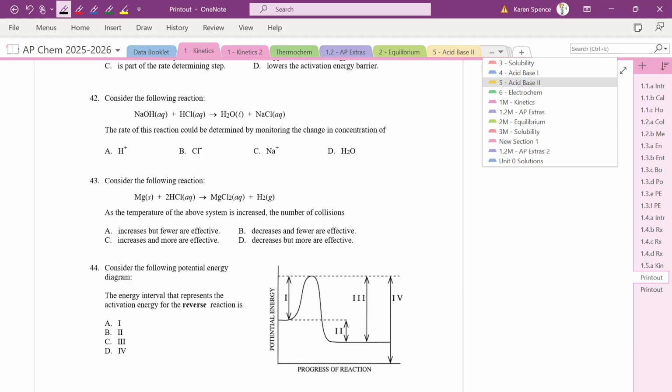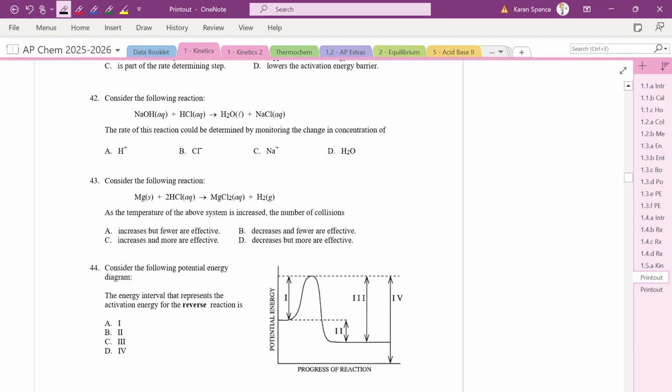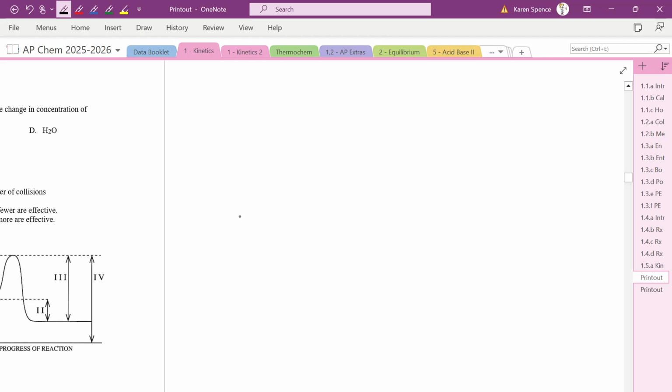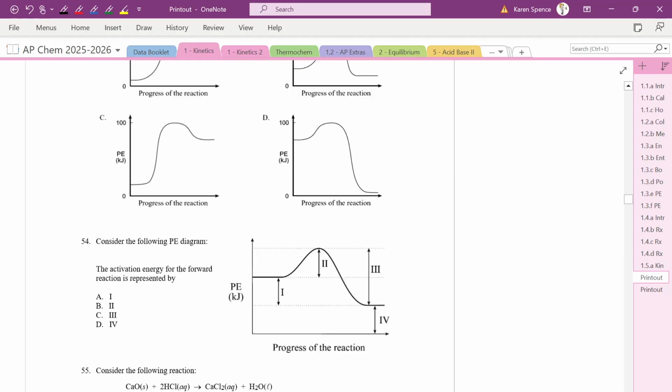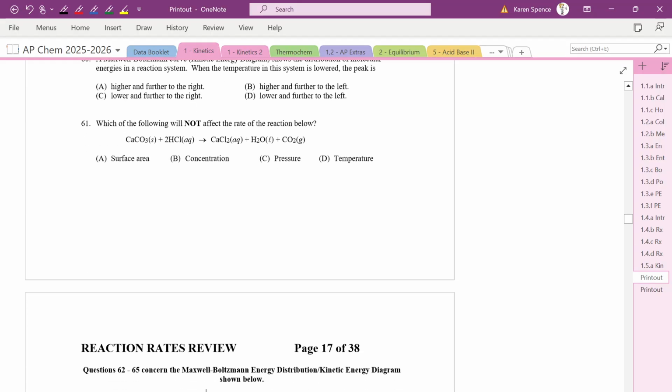There's one of the questions that includes changing concentration for the kinetic energy. Oh, for the kinetic energy diagram, yeah. It would just get bigger. So if you had a kinetic energy diagram, this I think was one of the ones. If that's our normal curve, number 64.